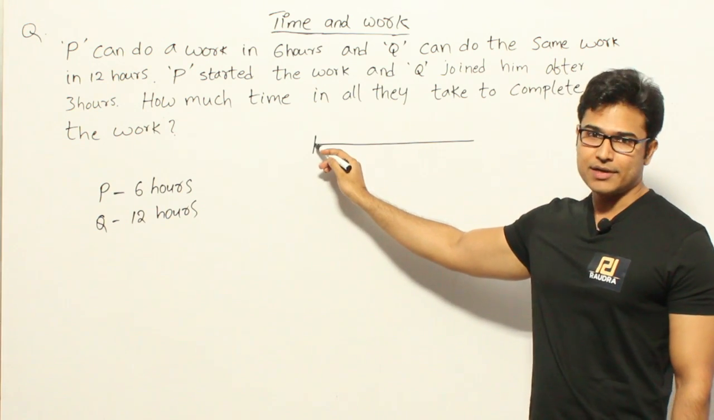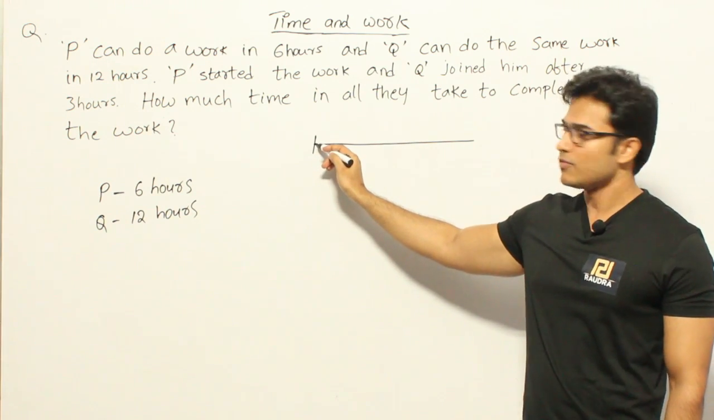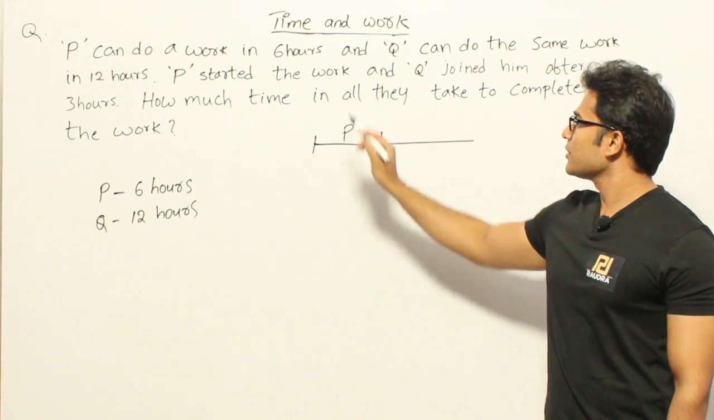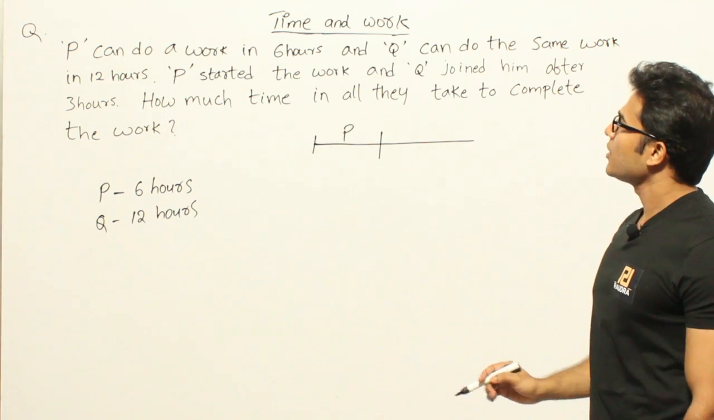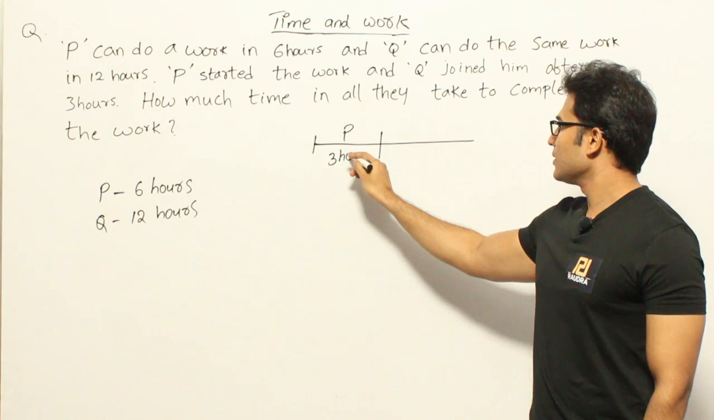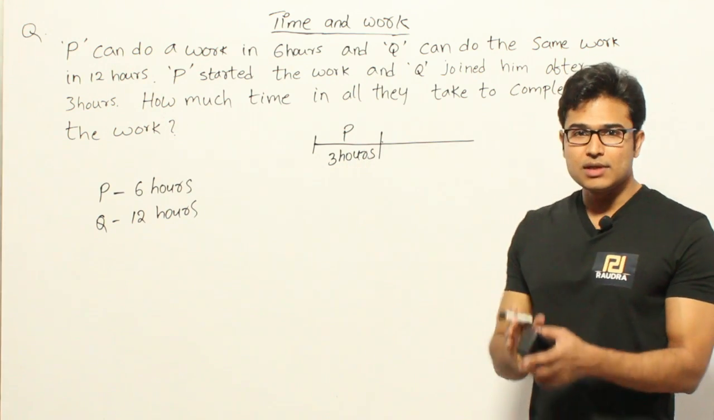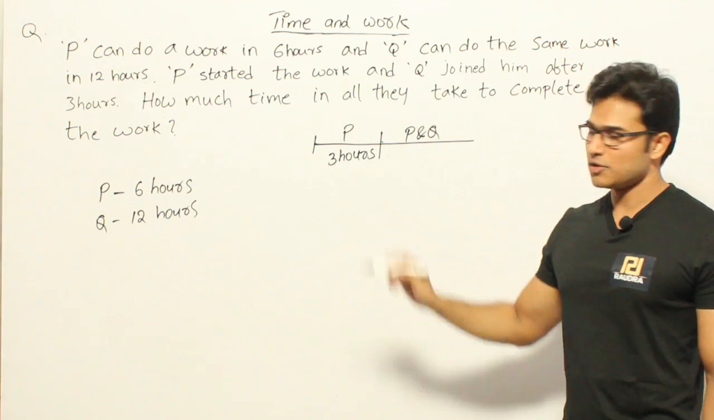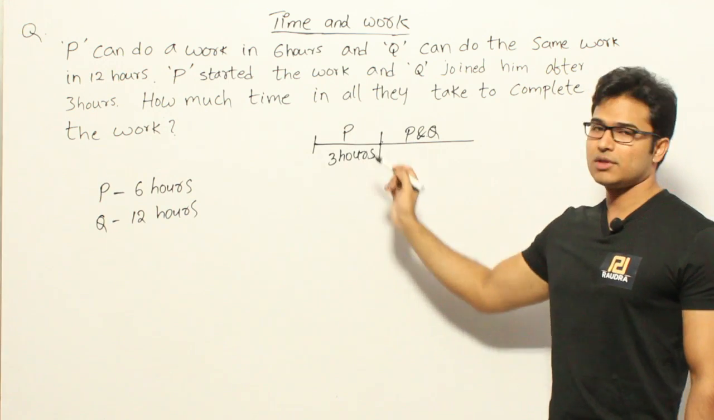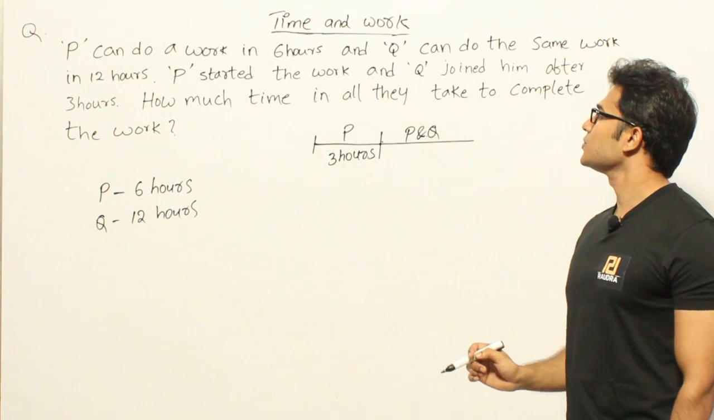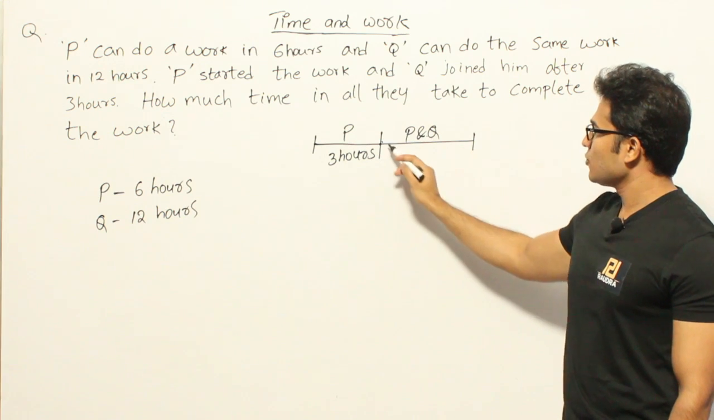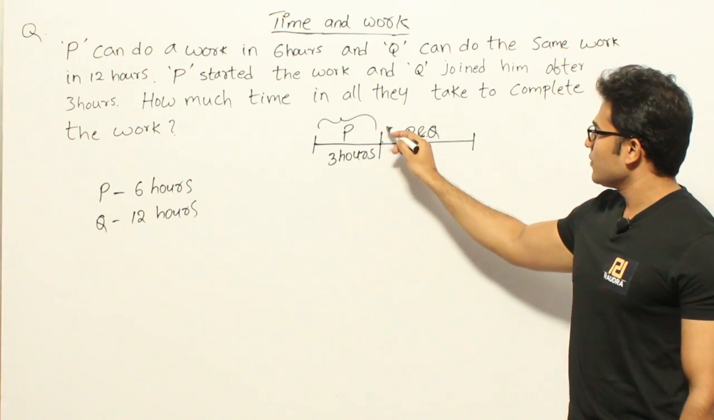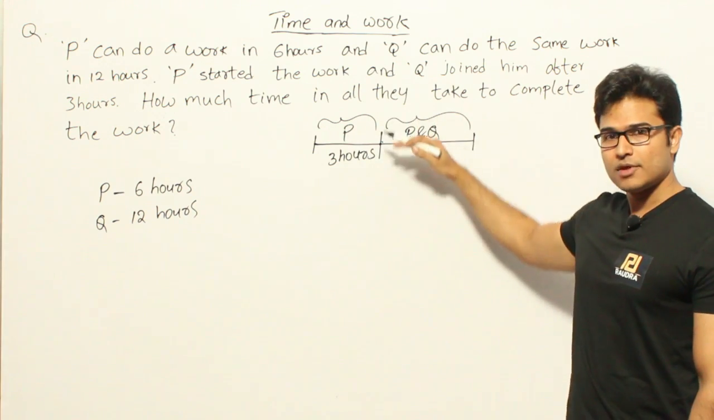If you assume that this is the timeline and this is the starting point in time where P started, then P started the work and this is all the time for which P has worked, which is 3 hours. After finishing 3 hours of work, P and Q both started working together, which means Q joined him at this point in time after 3 hours, right? Therefore, you have to find out the work done in these 3 hours, and then the remaining work has to be done by both of them. Then what is the time required?